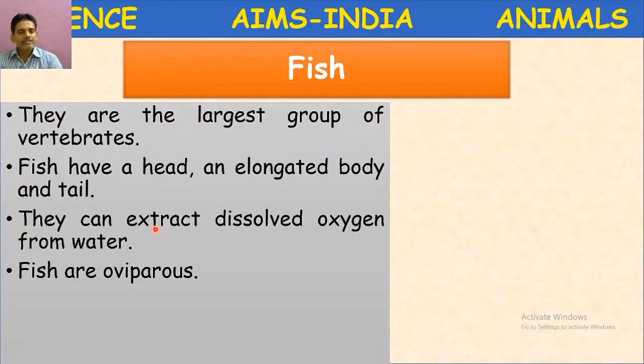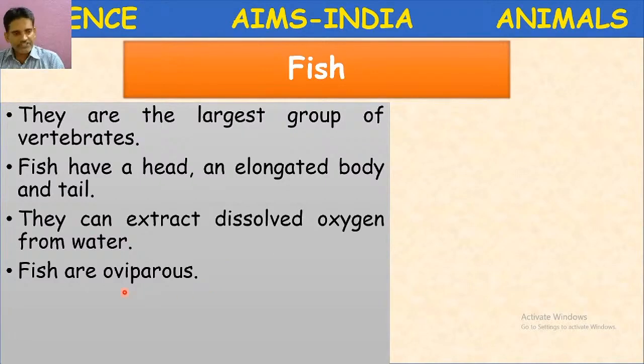They can extract dissolved oxygen from water. These animals can survive in water, aquatic, totally aquatic. It cannot survive on land, only in water. In order to survive, it requires oxygen. Where is the oxygen available for fish? It extracts the dissolved oxygen from water with the help of gills.